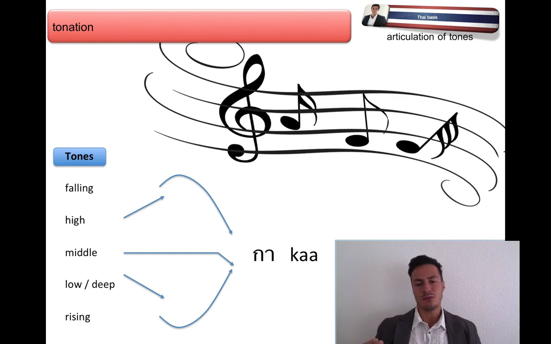So the middle tone at the beginning appeared to be quite easy. I just would go like ga, ga, ga, and I tried to hold the tone on the same level, ga, and then it came to the high tone or deep tone or rising or falling tone, and we would just try to do it.